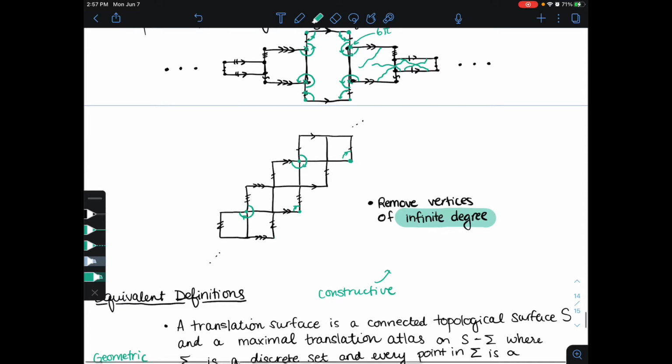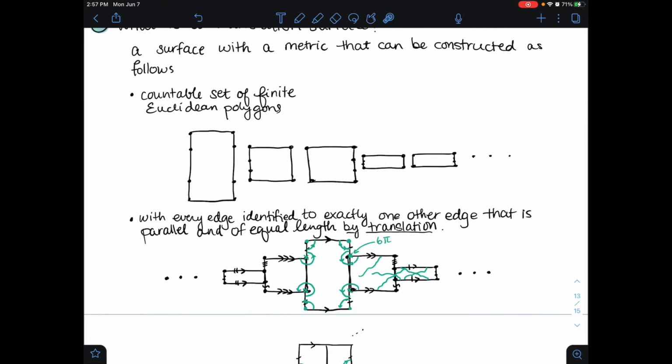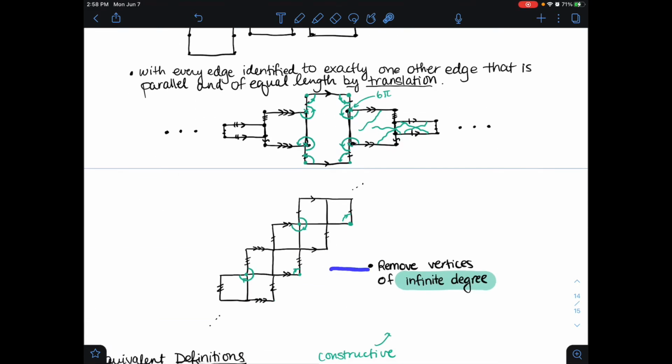So that's the recipe. That's the definition of a translation surface. We start with countably many finite Euclidean polygons. We identify pairs of parallel edges of equal length by translation, and then we remove vertices of infinite degree.